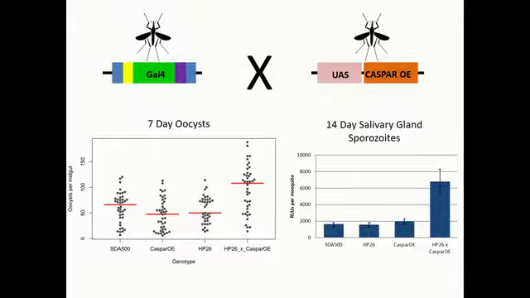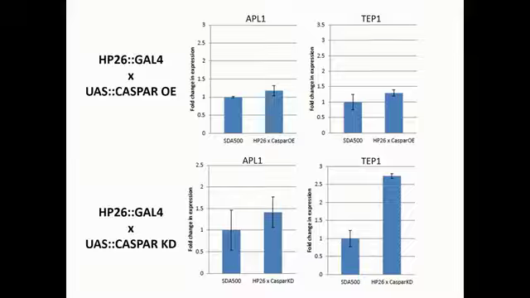And originally our hypothesis was that it was really only going to affect the sporozoites. So we wanted to figure out molecularly why is this happening. So we decided to look at those downstream effector molecules, APL1 and TEP1. And in our overexpressor, we actually saw that there's no difference between wild type and our cross.